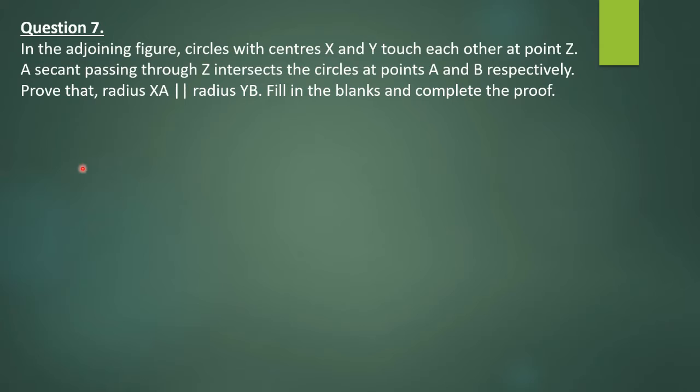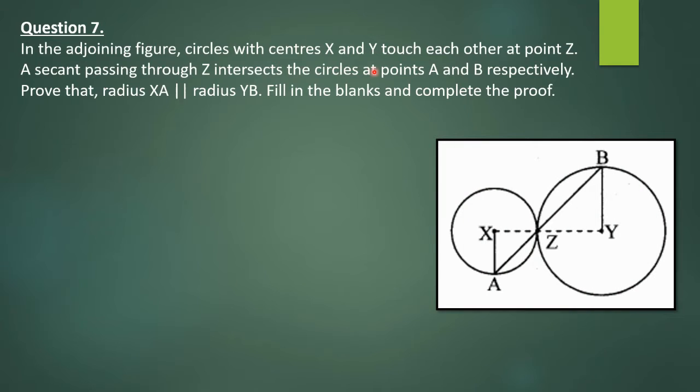Question number 7. In the adjoining figure, circles with centers X and Y touch each other at point Z. A secant passing through Z intersects the circles at points A and B respectively. Prove that radius XA is parallel to radius YB.